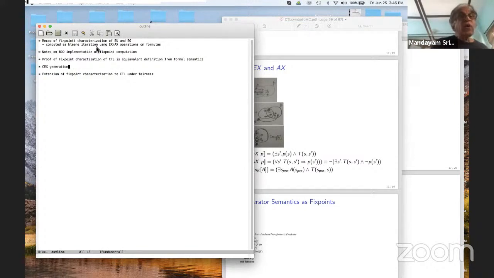The fixed point characterization gives a very general framework in which, once you express these CTL operators, you can use Kleene iteration to get a symbolic model checking algorithm for CTL formulas. And you can extend that to LTL as well.